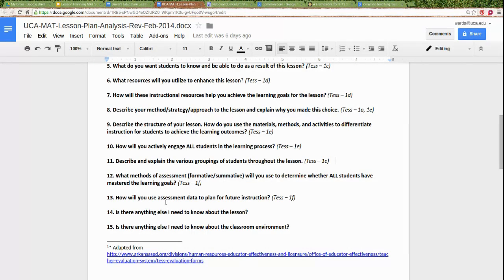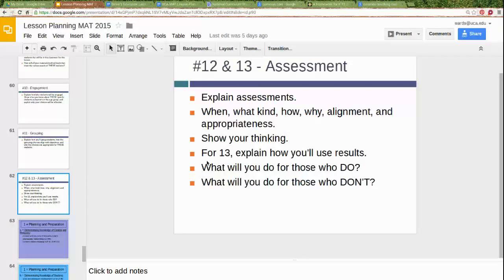Number 13, how will I use my assessment data to plan for future instruction? So for this one, there are 2 things you have to do when you answer the question. Your answer has to include what you'll do for the students who do meet the objectives. Like for the students that do learn all 10 road signs and can explain all 10 accurately, here's what they'll be doing next. For the students that do not, are not able to, and you can put a number on it, if they're not able to name 8 of the 10 correctly, then here's what I'm going to do to get them caught up.